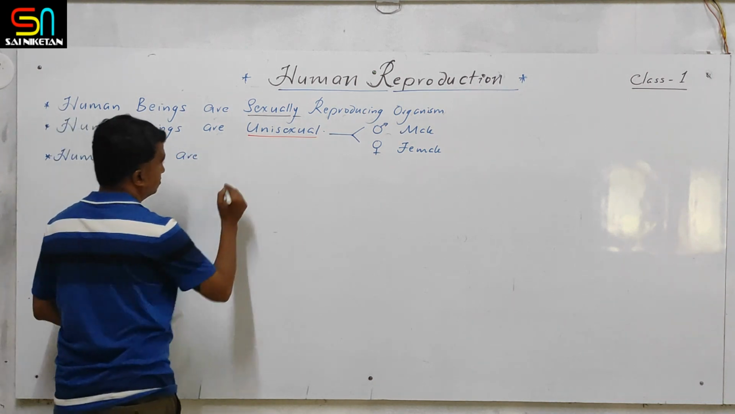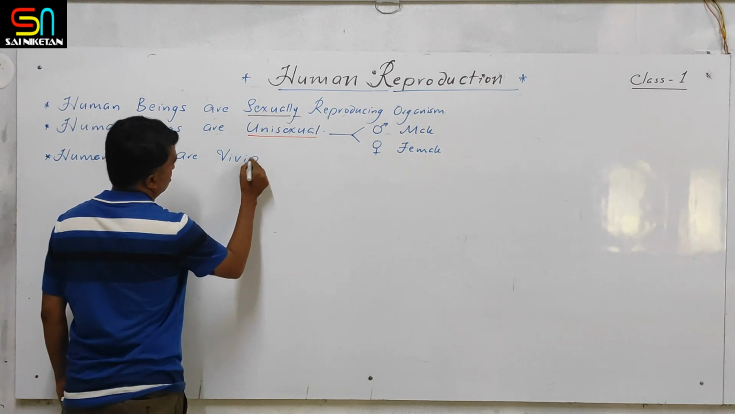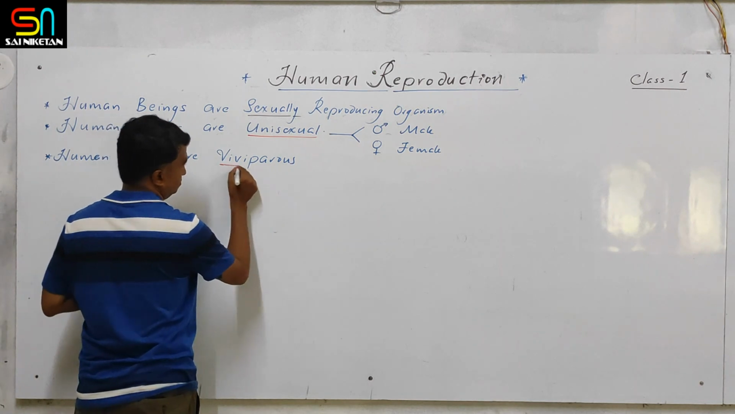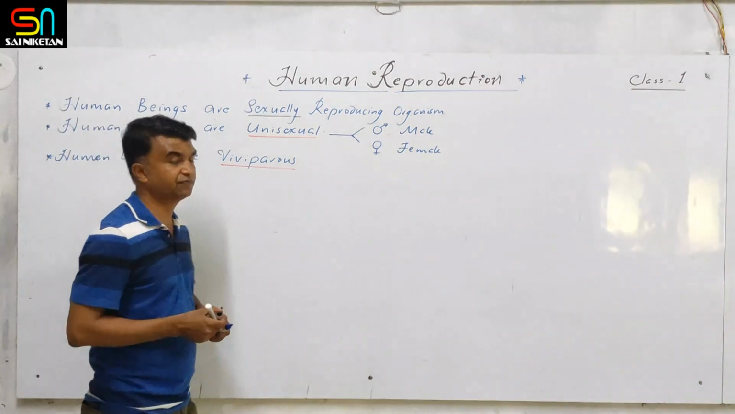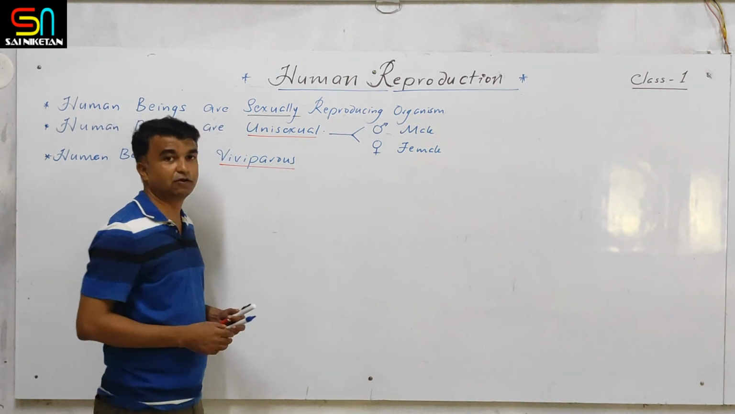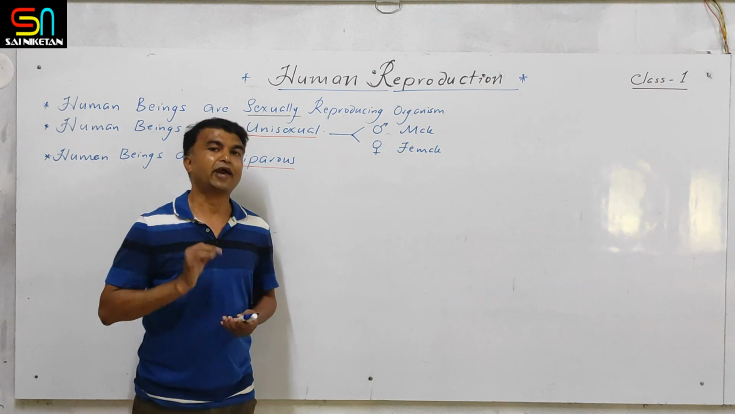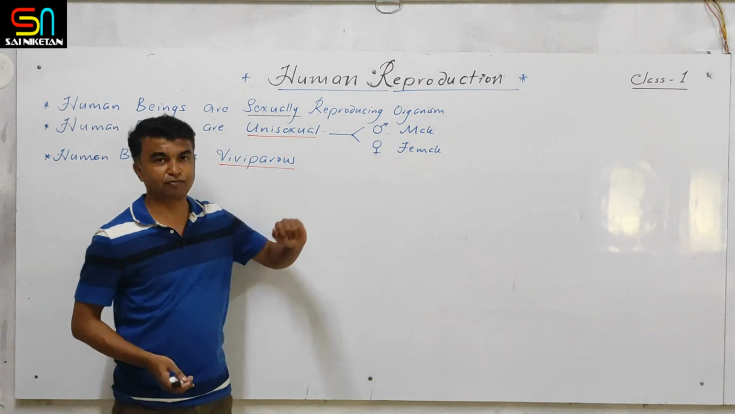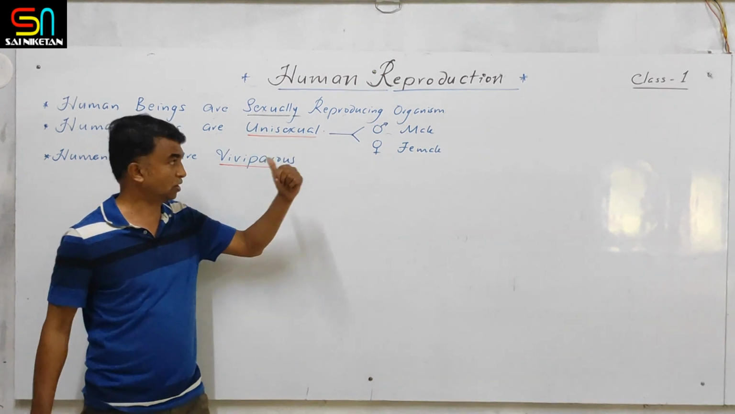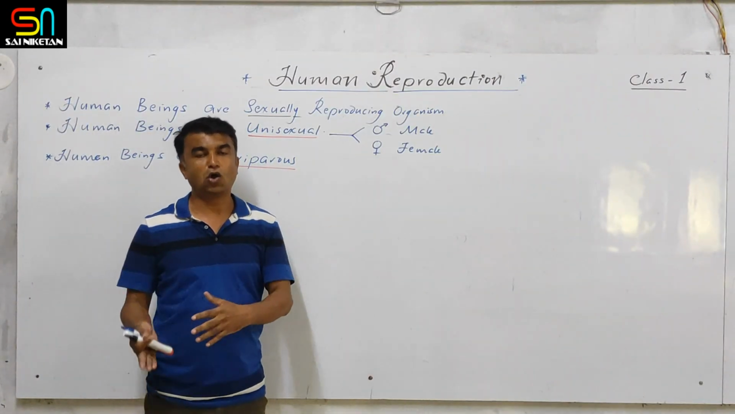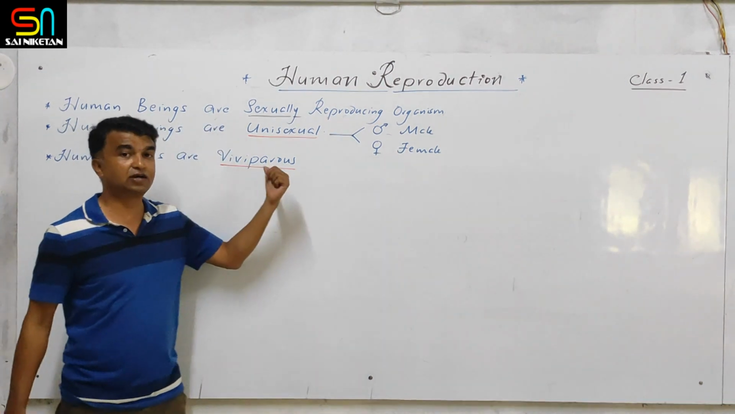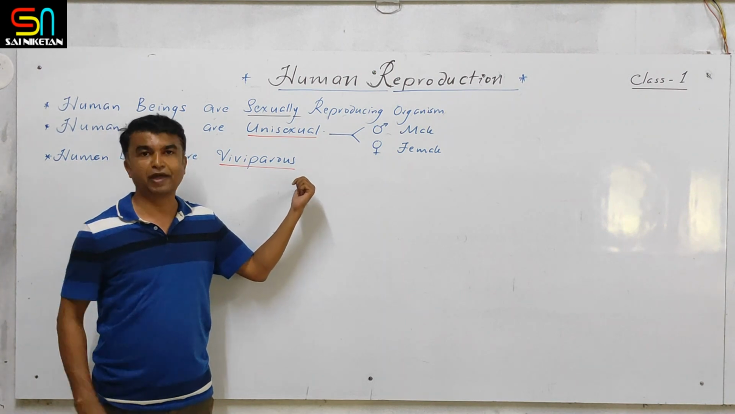Third point, human beings are viviparous. In the first chapter, we covered some terminology: oviparous, viviparous, ovoviviparous. Human beings are viviparous, which means they give birth to young ones. So these are the points. Human beings are sexually reproducing organisms. They are unisexual, meaning either male or female, so both sexes are not present in a single organism. And they are viviparous, they give birth to young ones.